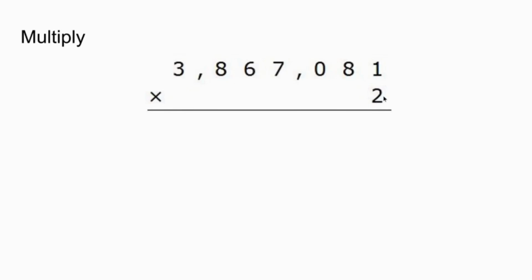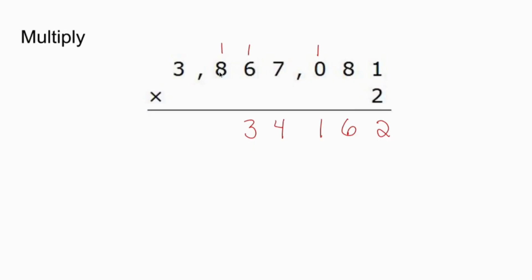Multiply 3,867,081 times 2. We're going to take our 2 and multiply it to every digit up here, right to left, remembering that we're probably going to have to carry over some numbers. So 2 times 1 is 2. 2 times 8 is 16. So write out your 6 and carry that 1 over. 2 times 0 is 0, plus 1 is 1. 2 times 7 is 14. So write out your 4, carry over the 1. 2 times 6 is 12. 12 plus 1 is 13. Write out your 3, carry over the 1.